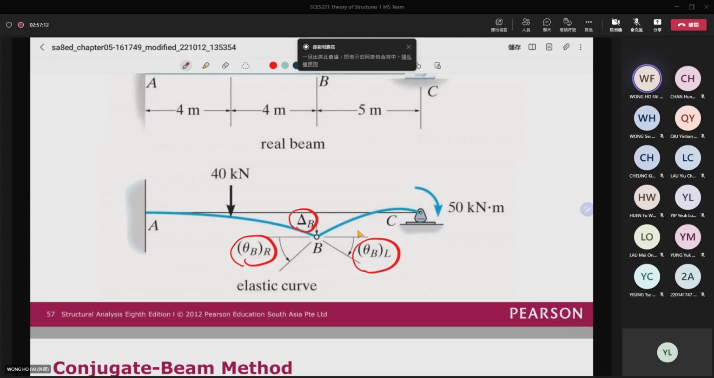So for the conjugate beam, we want to find the moment at the point B. And then we want to find the shear on the left-hand side and then the shear on the right-hand side of the point B. Okay?